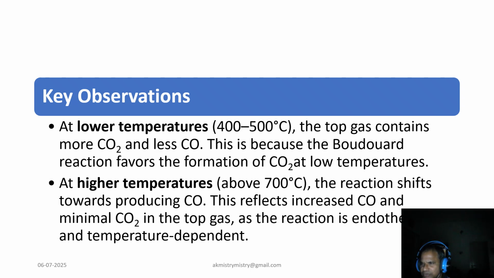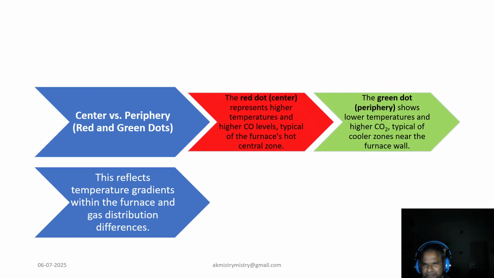Once again, when the temperature goes above 700 degrees centigrade, the reaction shifts towards producing CO. This results in increased CO and minimal CO2 in the top gas. This behavior is due to the reaction being endothermic and highly temperature dependent. That's the overview of how temperature influences the gas composition in this process.